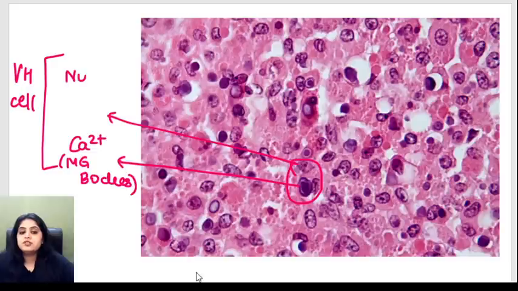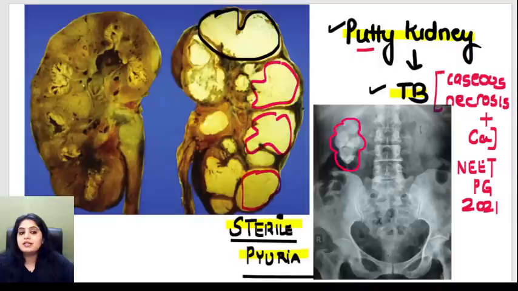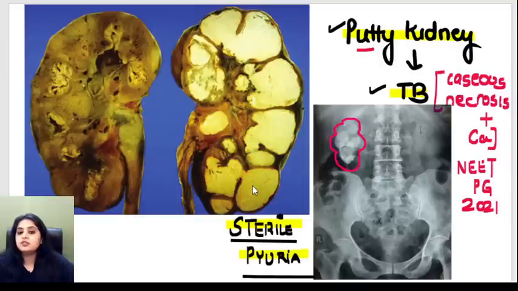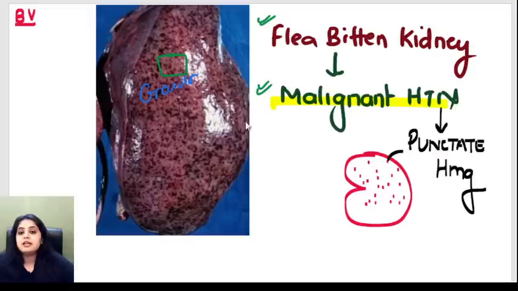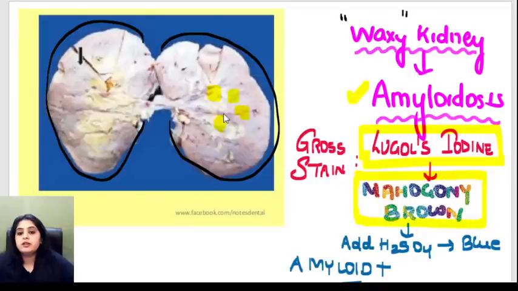Okay, so with that, I'll just give you a quick recap of all the gross images. Number one, the one that was looking like cement and the one that you had with caseous necrosis was putty kidney, seen in tuberculosis, same seen radiologically. Patient will present with sterile pyuria. In benign hypertension, what do we see? We see the very famous leather grain kidney, granular surface. In malignant hypertension, we see the very famous flea-bitten kidney, again a very important question. Then when we go for amyloidosis, we see the very famous waxy kidney.